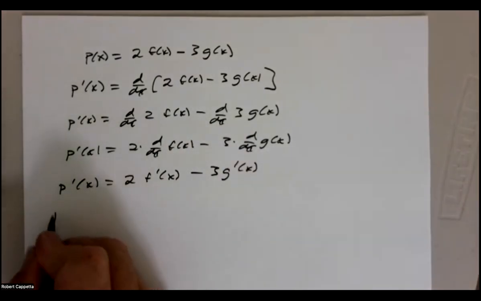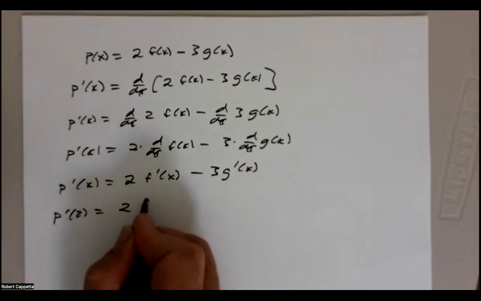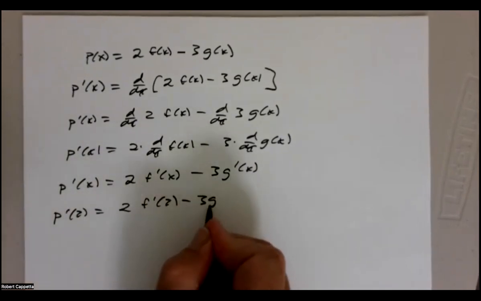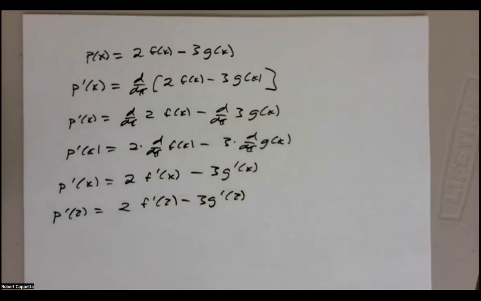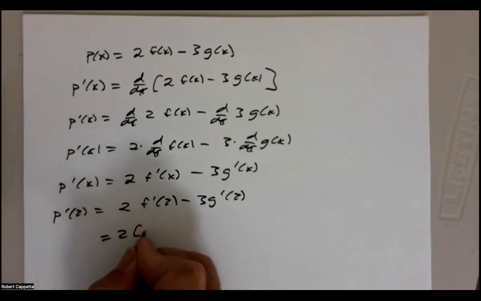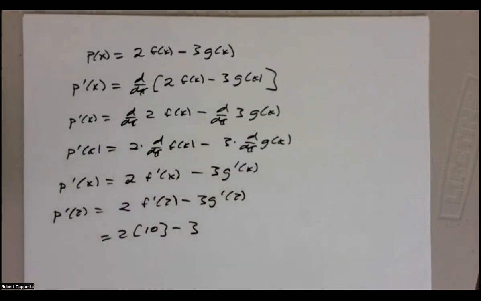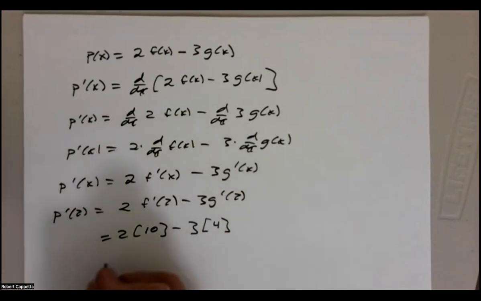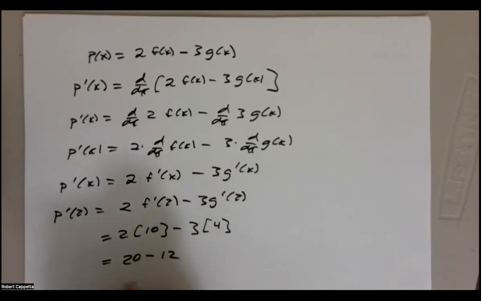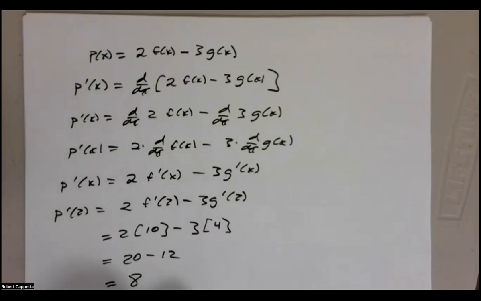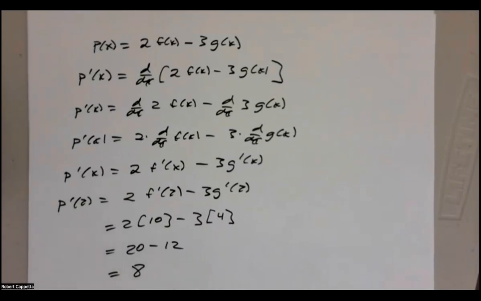But I want p prime of 2. P prime of 2 is 2 times f prime of 2 minus 3 times g prime of 2. Now I've got to look at this table. F prime of 2 looks like it is 10. G prime of 2 looks like it's 4. So if that's the case, I have 20 minus 12, which is 8. So that's the process that I'm using here to work through this.